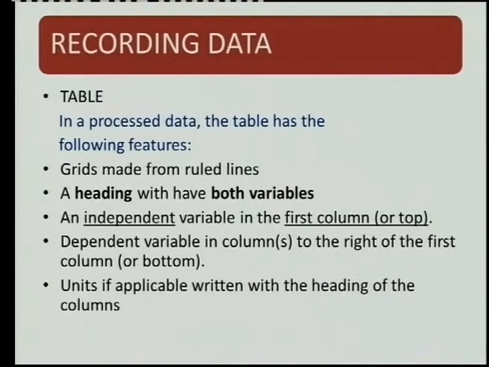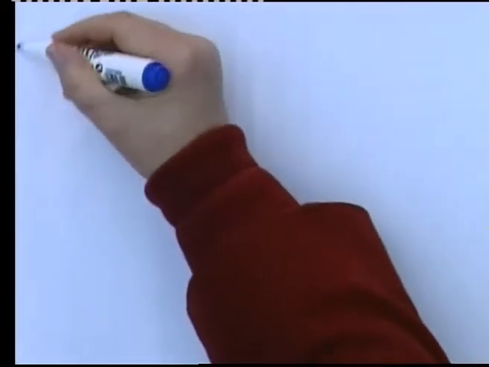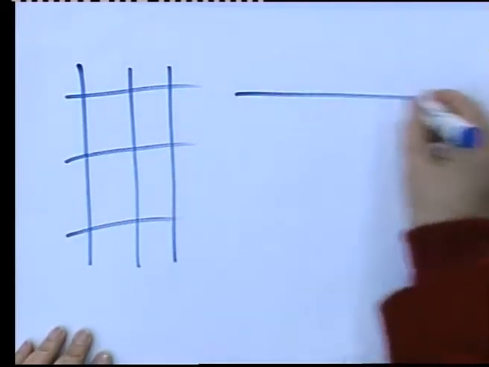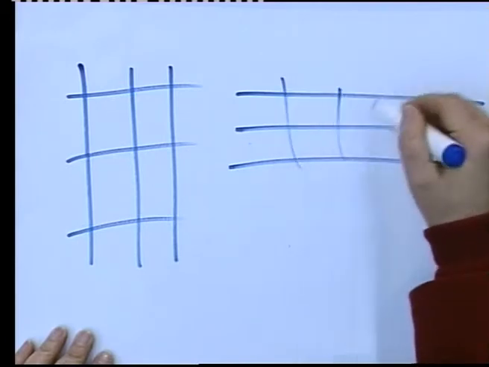Okay, and then when you've done an experiment, you must record your data. And you can do it in many ways. But if you do it in a table, a table is a grid made from ruled lines, and it must have a heading with both variables. Okay, we can have our tables in 2 ways. We can have vertical columns, or we can have a horizontal table looking like that.